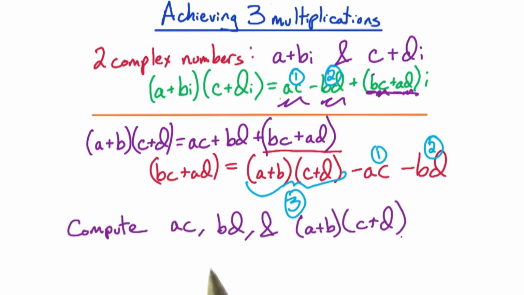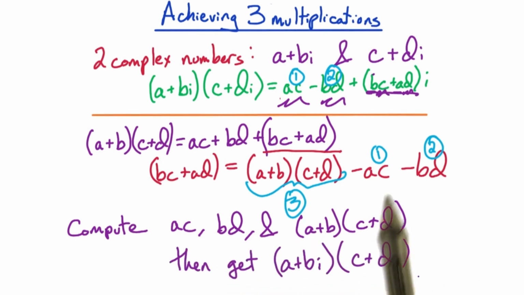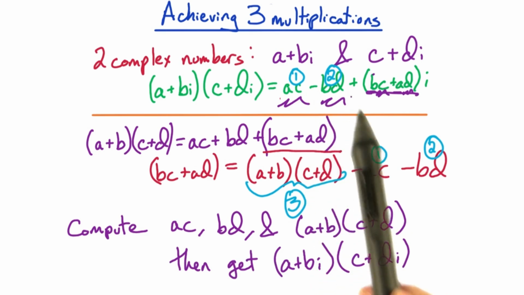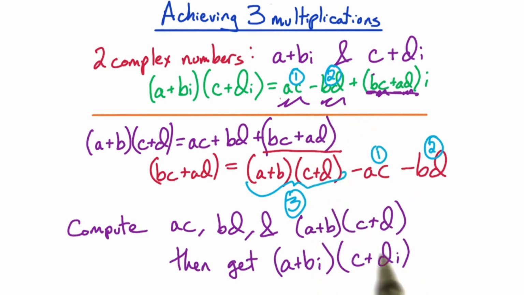So the punchline is, if we compute these three real number multiplications, A times C, B times D, and (A plus B) times (C plus D), then by just doing some additions and some subtractions, we can obtain the product of these two complex numbers. It turns out we're going to utilize this idea in order to multiply n-bit integers faster than order n squared time. But before we dive back into that problem, I want to make sure that you appreciate the cleverness of this algorithm. It's really quite amazing.